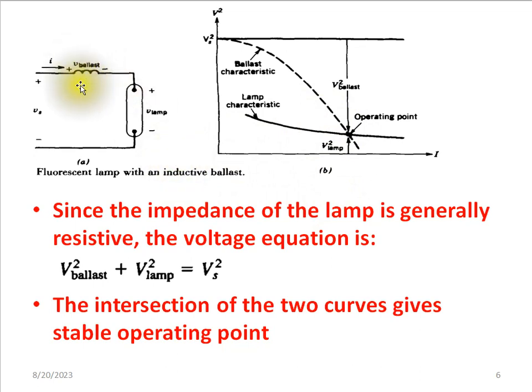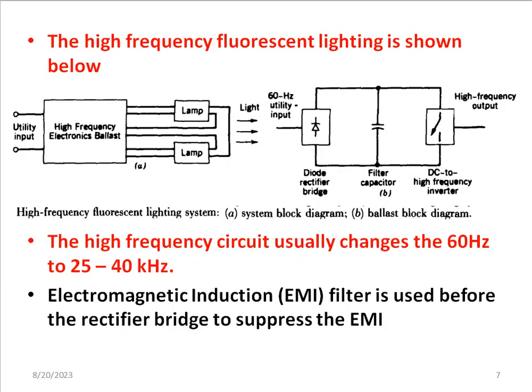And the impedance of this system is generally resistive, and for this, the equation relating the voltage of the ballast, that's the choke, and that of the lamp itself, and the supply voltage is given by this. That is the square of the ballast voltage plus the square of the lamp voltage is equal to the square of the supply voltage. And as I've already mentioned, these two curves, the curve of the ballast and the curve of the lamp, intersect at a point, and that is where my operating point is reached.